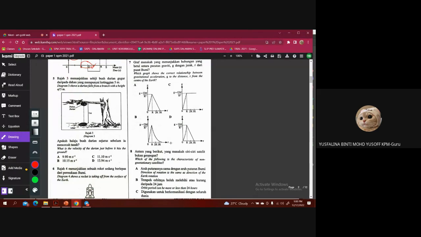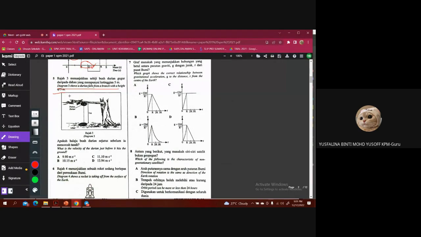Okay. Diagram 3 shows a durian falls from a branch with a height of 5 meters. So what is the velocity of the durian just before it hits the ground? When it comes to a question like this, take out the information that is given in the question. First, we know the height is 5 meters.